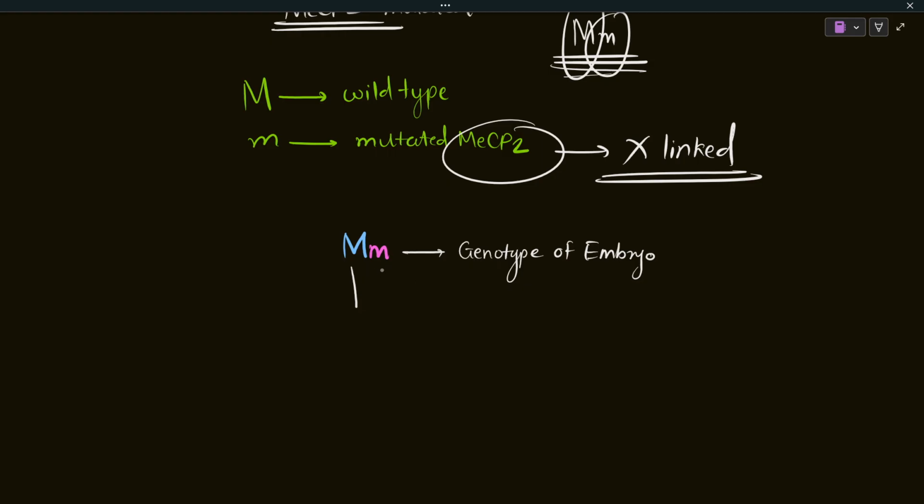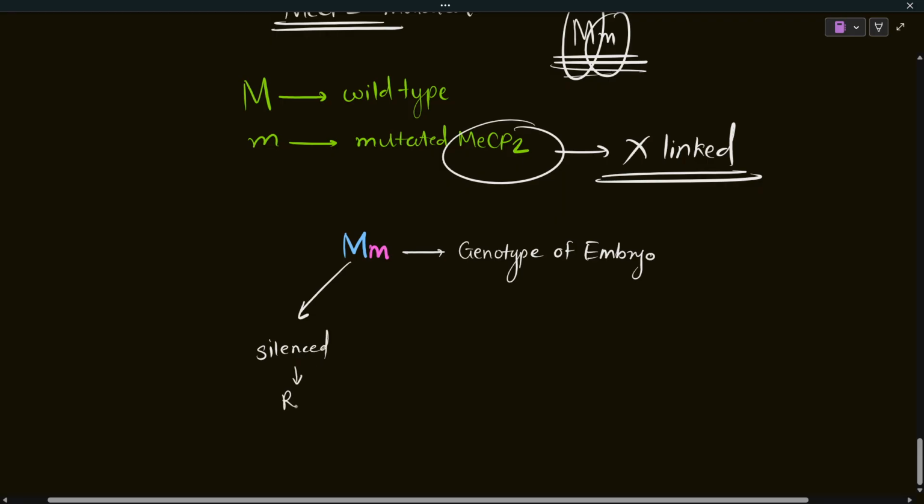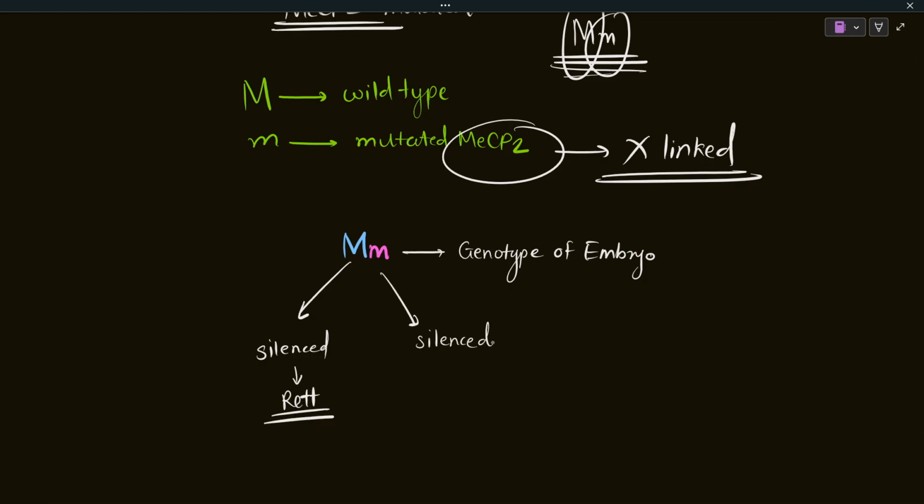But if the X chromosome which has the mutated copy of MECP2, this pink X chromosome, gets inactivated, it will not lead to Rett syndrome because you have the wild type copy present on the other X chromosome. So if this gets silenced, it will lead to Rett syndrome because only this copy will be present. And if the mutated one gets silenced, there will be no Rett syndrome. I hope this is clear to you.